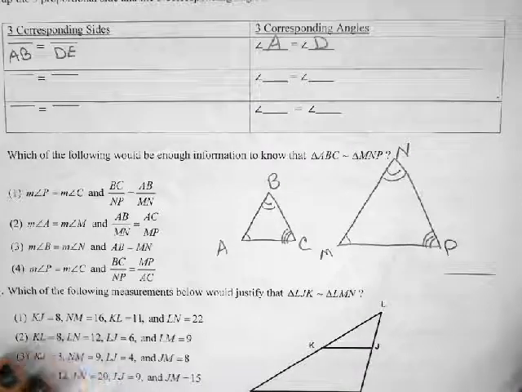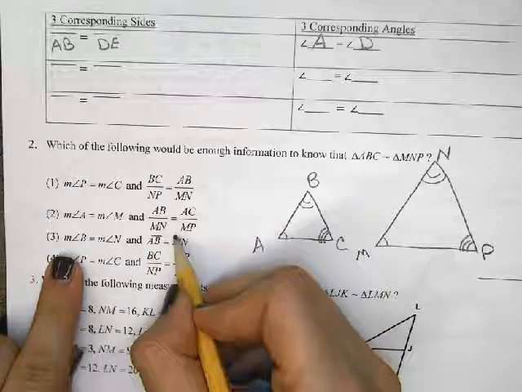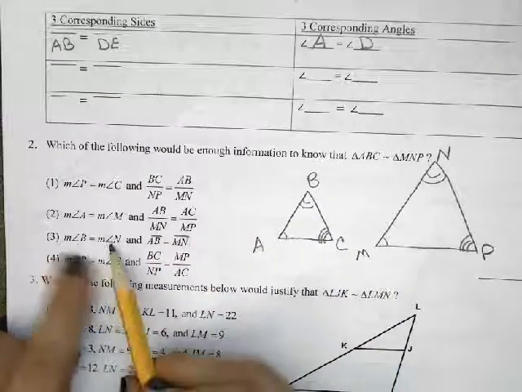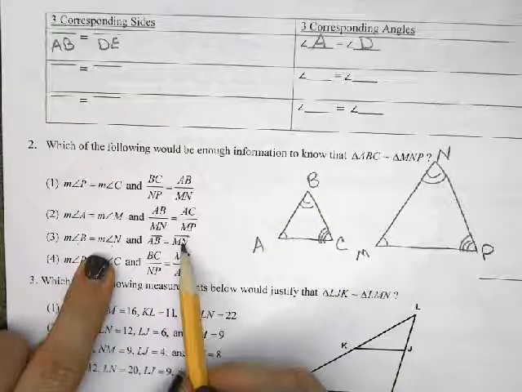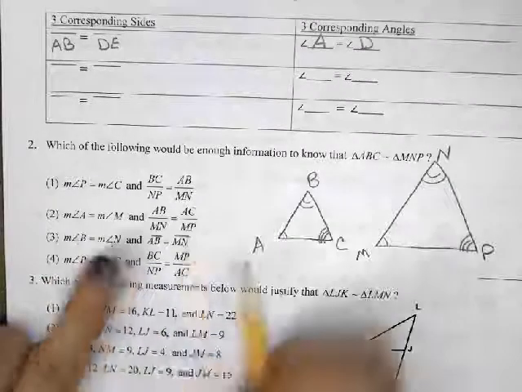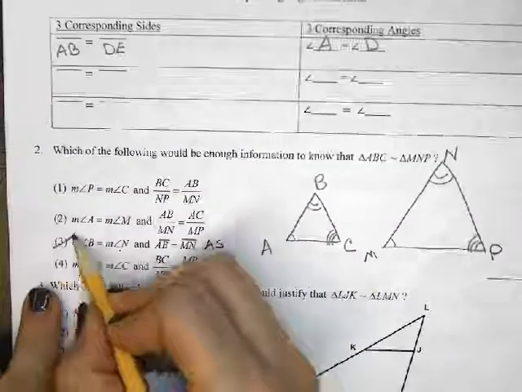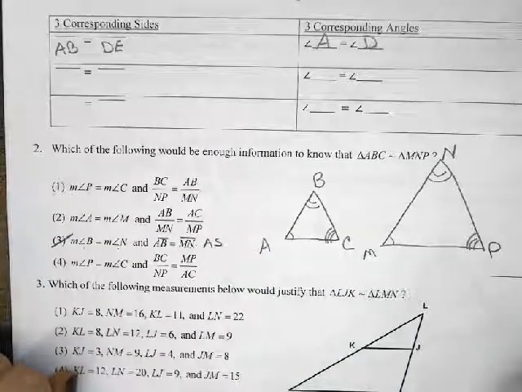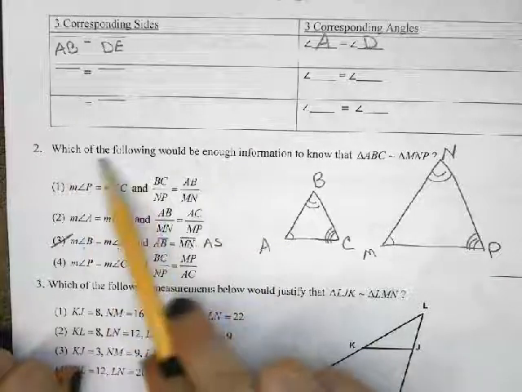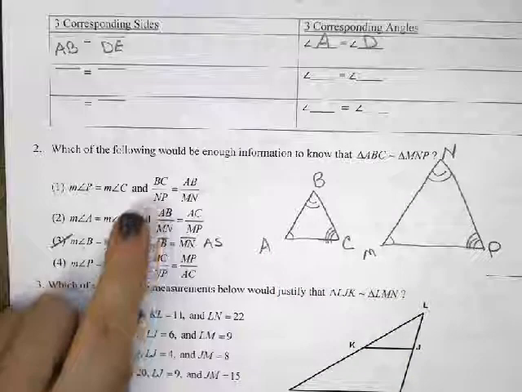Now I'm going to alert your eyes to number 3 right away. Angle and a side. That is a definite no. You cannot do one angle and one side, as that was not one of our theorems. So I'm going to get rid of this one automatically. This is not a "not" question. Which of the following would be enough information? So let's go to number 1.